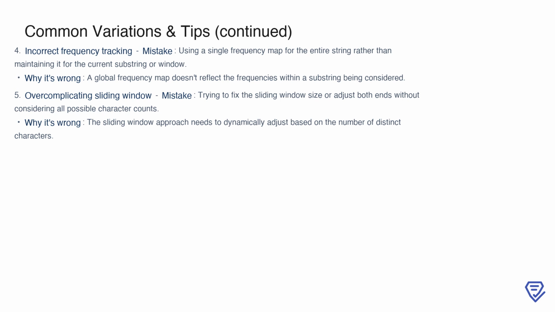Additionally, sliding window techniques are often overcomplicated. Some attempt to fix the window size or adjust both ends simultaneously without considering the actual character counts involved. A successful sliding window approach requires dynamic adjustments based on the number of distinct characters in the window, making it crucial to balance efficiency with the constraints of the problem.